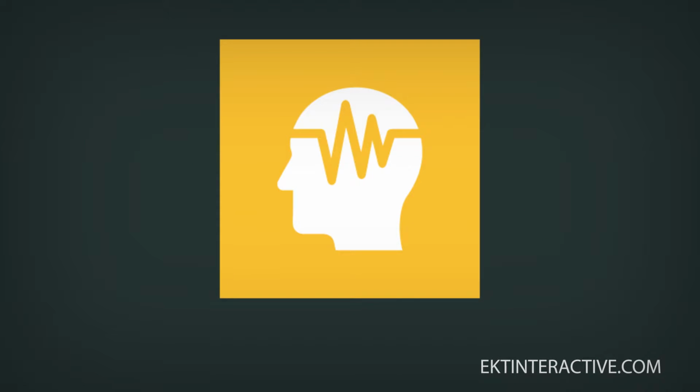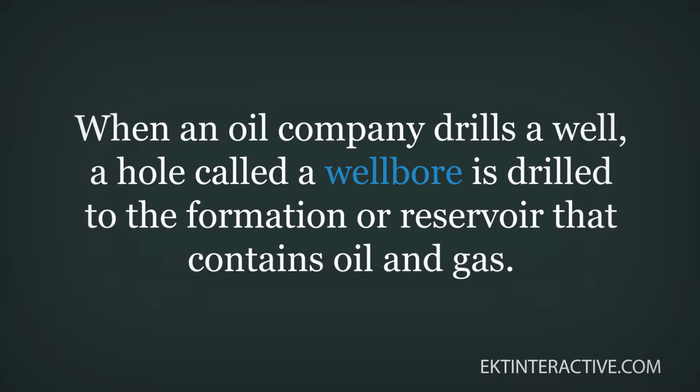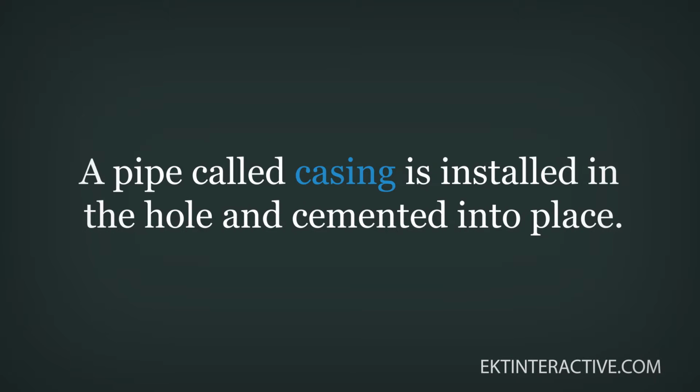First, let's do a quick review of how a well is drilled and completed. When an oil company drills a well, a hole, called a wellbore, is drilled to the formation or reservoir that contains oil and gas. A pipe, called casing, is installed in the hole and cemented into place.